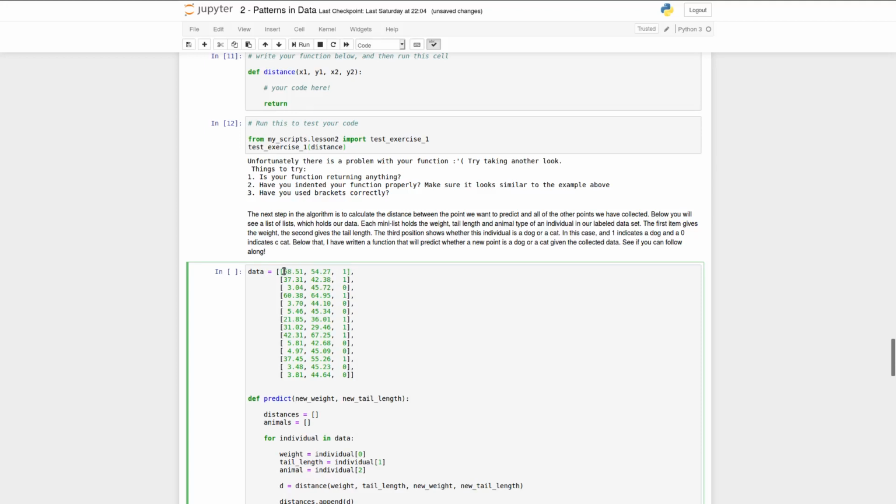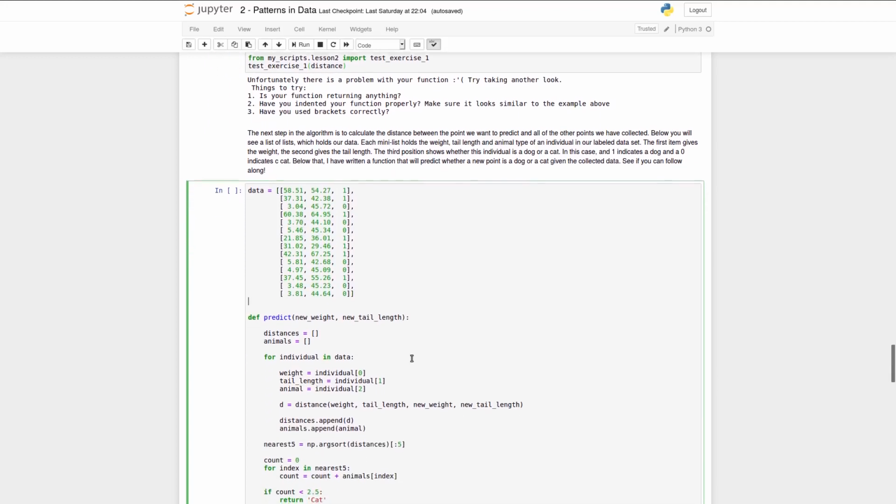The first item in each of these sublists is going to be the weight of that animal. This is going to be the tail length of that animal. And then this number here is going to indicate whether it's a dog or a cat. So a 1 is going to be a dog and a 0 is going to be a cat. Each one of these little lists is an animal. So that's the weight of the animal, that's the tail length of the animal, and that's the type of animal that it is. So this is the data that we've already collected.